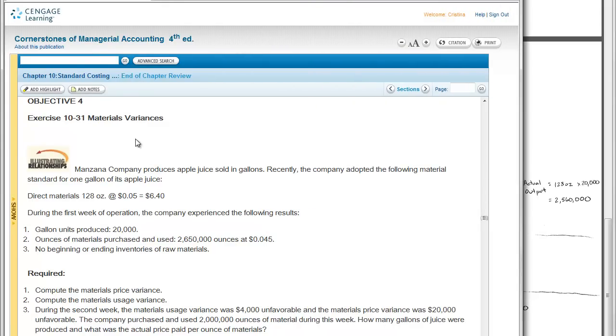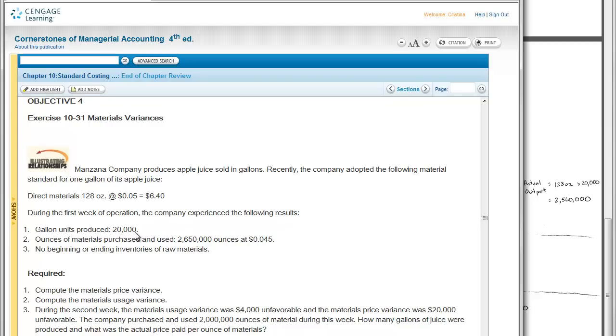First, take a look at the problem, see what it is that we're given and what it is that we're required to compute. So we're told that we produce apple juice sold in gallons. The company recently adopted the following material standard. So one piece of the puzzle we're always looking for in this chapter, what's the standard for 1 gallon of its apple juice? So we can see the direct material standard is 128 ounces at 5 cents. So that's $6.40. During the first week of operation, we also experienced the following results.